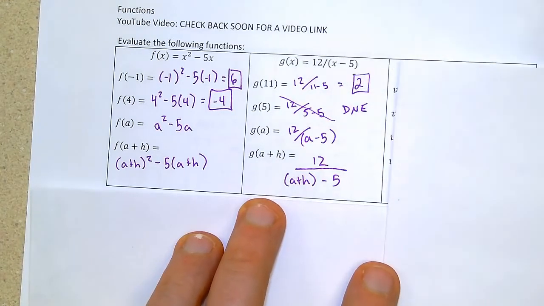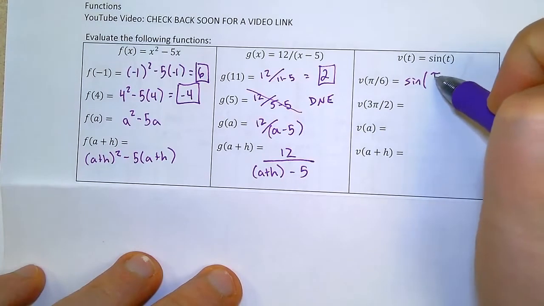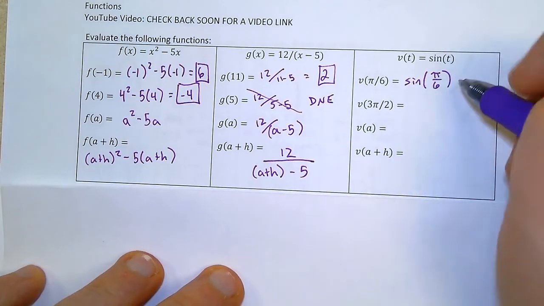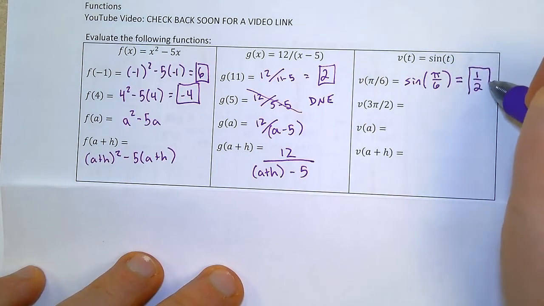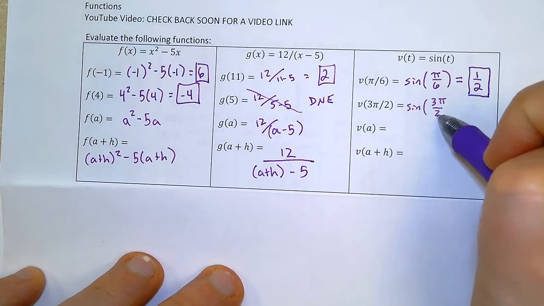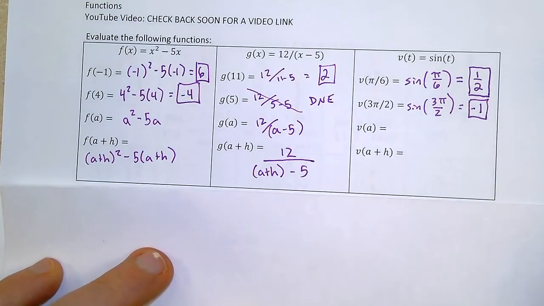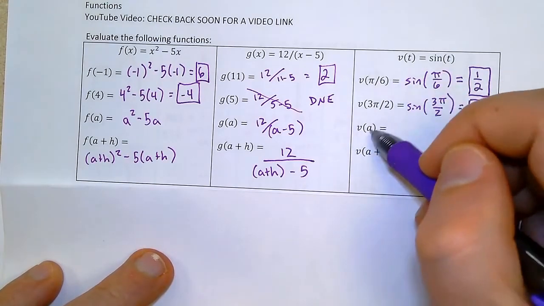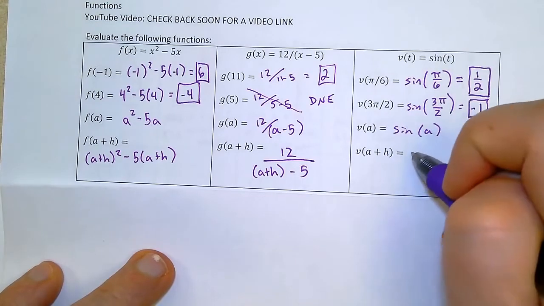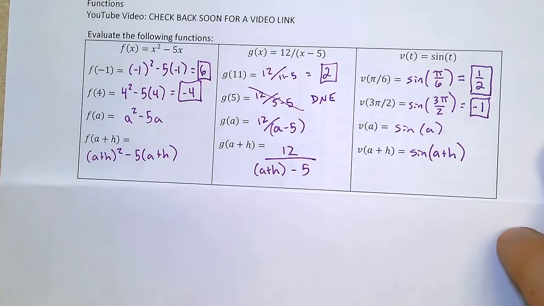Okay. One last example. This one's trigonometry, and if you've learned trigonometry, that's great. If you have not yet, well, plug pi over 6 in and we're still able to do it. The student who has learned trigonometry would know that sine of pi over 6 is equal to 1/2. If we want to evaluate it at 3 pi halves, we would say sine of 3 pi halves. And the student who has learned trigonometry knows that that value is -1. Evaluating v of a, we're going to plug a in for the variables, and we'll get sine a. Or if we want to evaluate it at a plus h, we plug a plus h in there, and we get sine of a plus h. And neither of those can be simplified further. Okay, that's evaluating from an equation for the function.